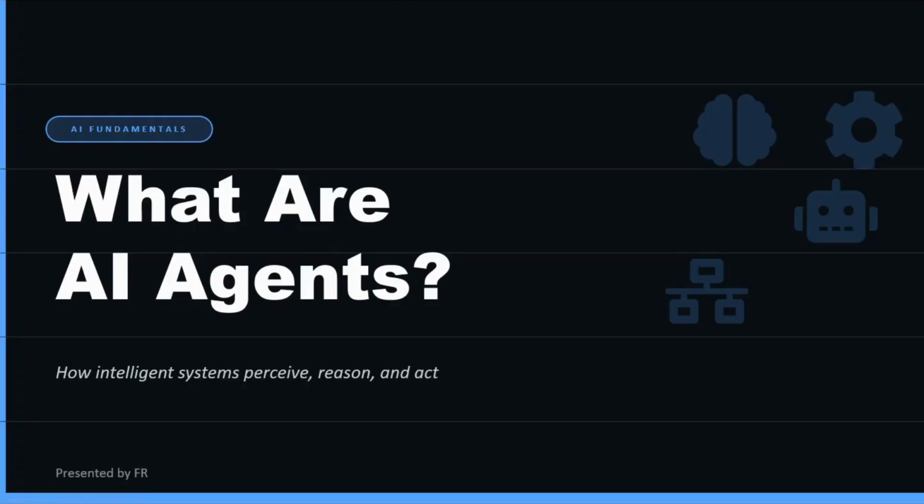Today we're going to cover AI agents. And in this video we're going to break down what AI agents are, how they work, and why they're becoming such an important part of modern intelligence systems. By the end, you'll understand how agents perceive information, reason about it, and take meaningful action.